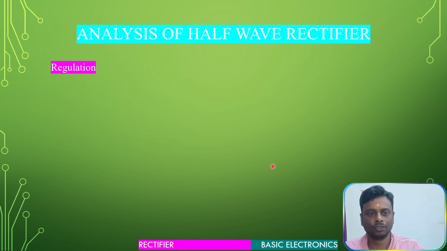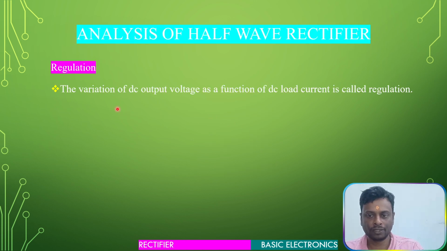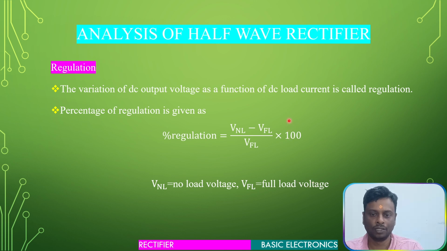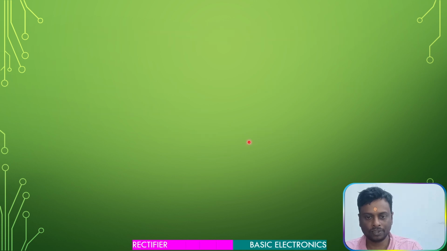Now regulation. What is regulation? It is the variation of DC output voltage as a function of DC load current. The percentage of regulation is given by VNL minus VFL, where VNL is the no load voltage and VFL is the full load voltage. That is how we can calculate the regulation. So these are the parameters we have seen.